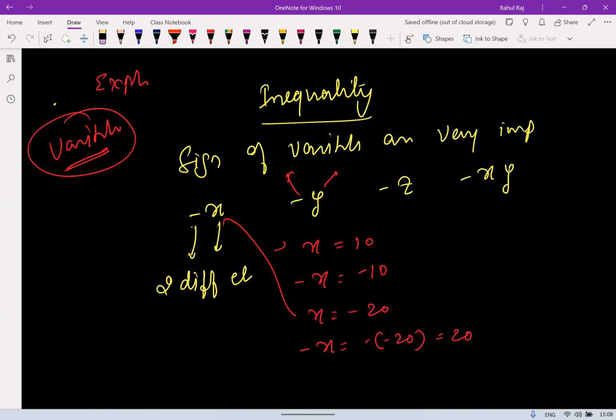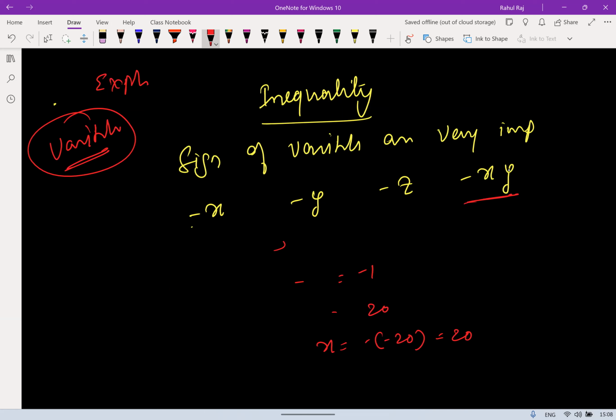So minus x simply means that x and negative are two different elements. It doesn't mean that x is negative. And the same logic goes for y. Negative xy means what? You have no idea. You cannot say it means xy is negative. No, negative is an independent element. X is an independent element. Y is an independent element. I have no idea about the sign of x. I have no idea about the sign of y. So until I know the sign of x and the sign of y, I cannot conclude that negative xy means xy is negative.